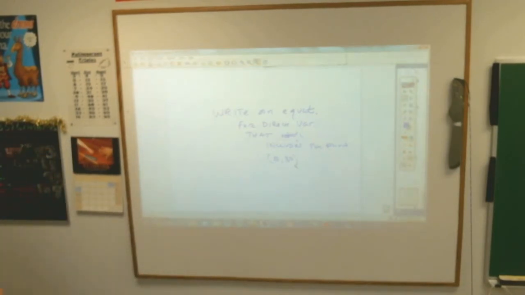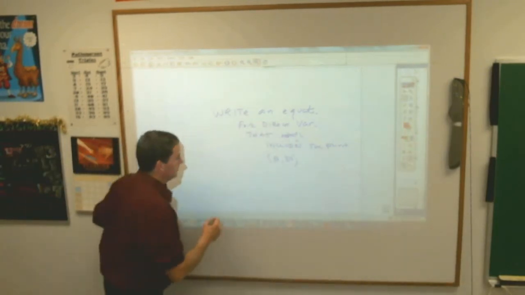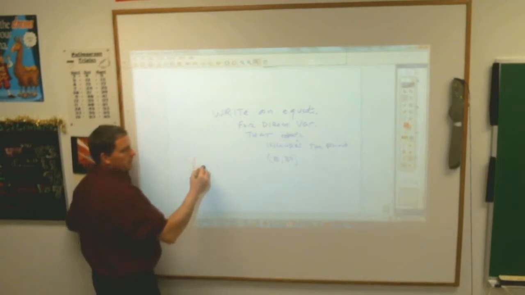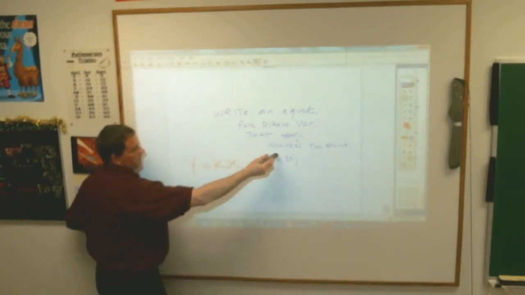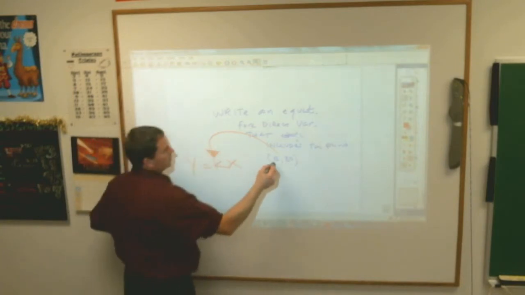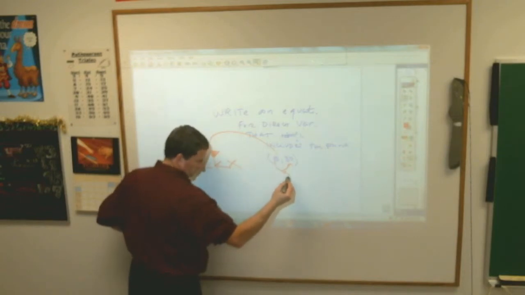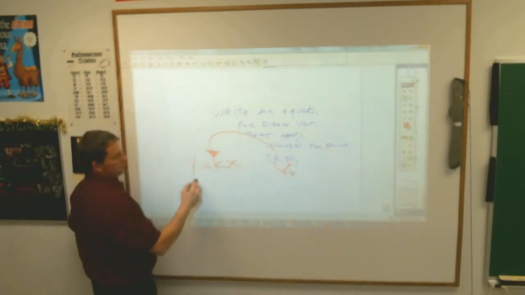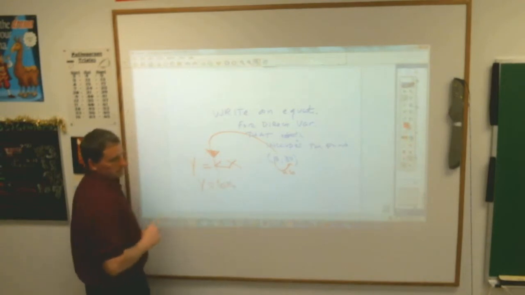Now we already did the direct variation equation, which is simply y equals kx. You just need to figure out from this what the letter k is. And that should be relatively easy because to find out what k is, you just say, what do I multiply 5 by to get 30? 6. So my equation is y equals 6x.